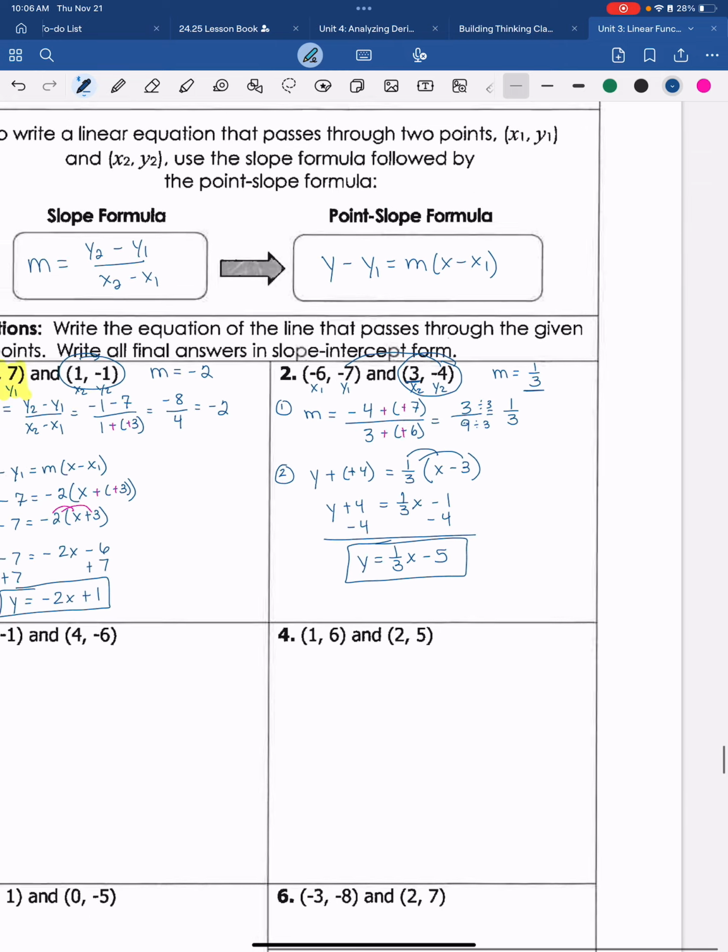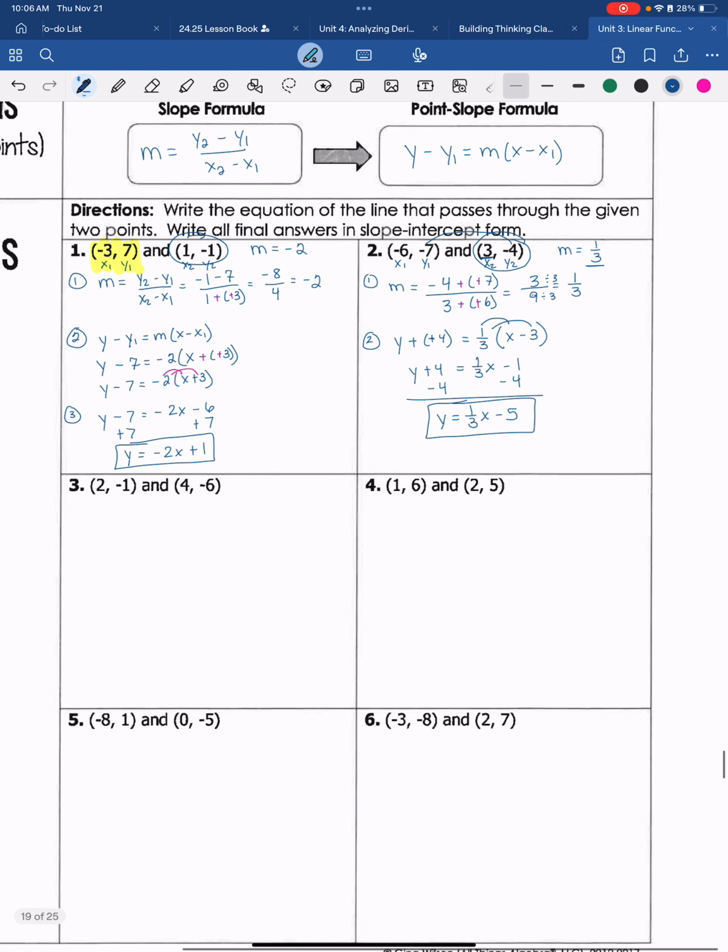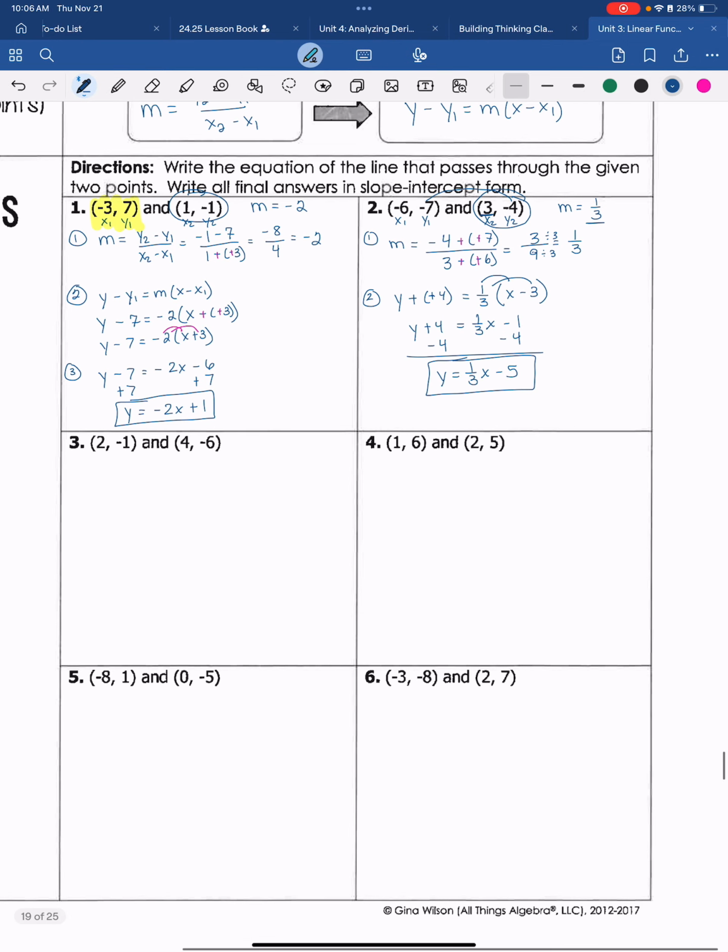All right, go ahead and try the next 4 examples, and then you're going to go into the Delta math for your homework tonight.